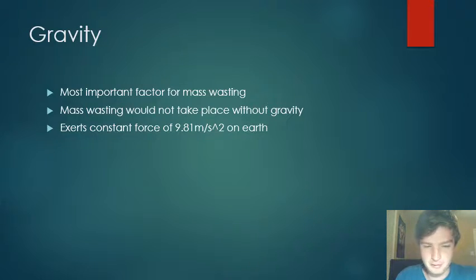However, there is no known place in the universe with no gravitational forces, and here on Earth the force of gravity is a constant 9.81 meters per second squared. This means that gravity will always have a role in mass wasting, and is not a factor that varies depending on the location of mass wasting, as long as it's here on Earth, that is.